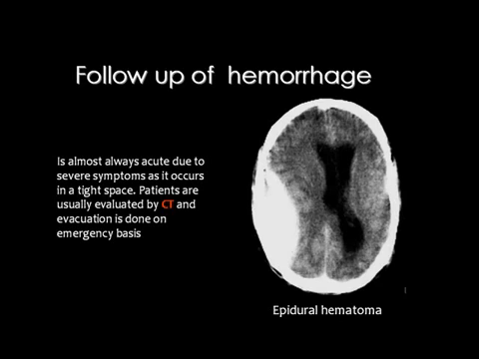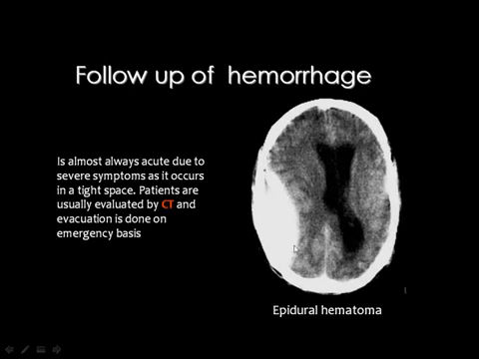Then if you see blood, the blood will appear bright. But in time this blood will lyse, and you get a decrease in the density of the blood. So if the hematoma is acute, it will appear bright compared to the brain parenchyma. And if in time the hematoma decreases in density until it is black compared to the brain parenchyma, then you know that this is chronic blood. And if the hematoma is exactly similar to the brain, then you know that this is subacute blood.